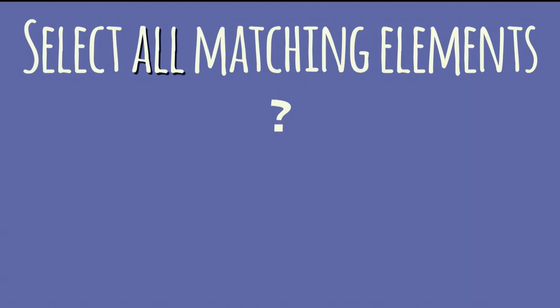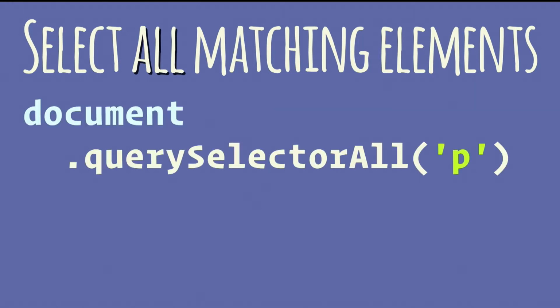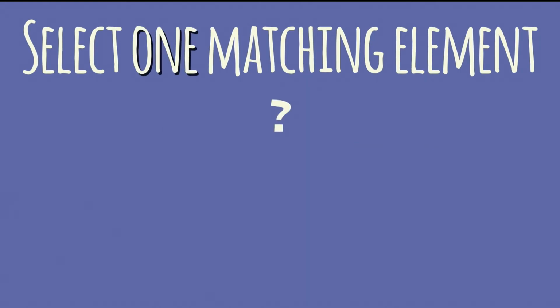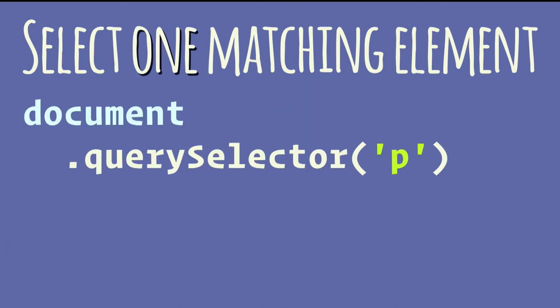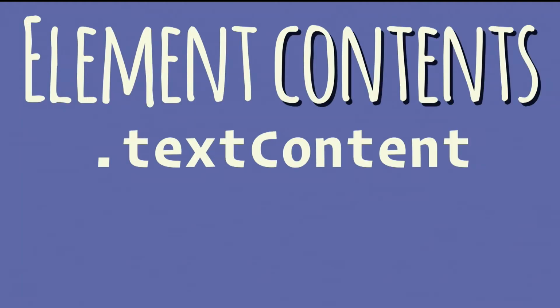So to select all matching elements, how would we do that? Document.what? All elements that match a particular selector. Query selector all, right? And to grab just one element, just query selector, right? To get the contents of an element, assuming that it is text, that's text content, right? And we also learned about add event listener yesterday.